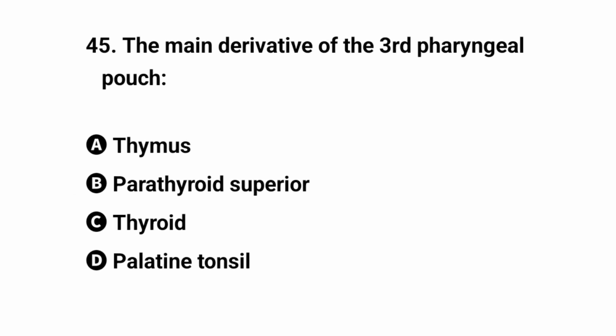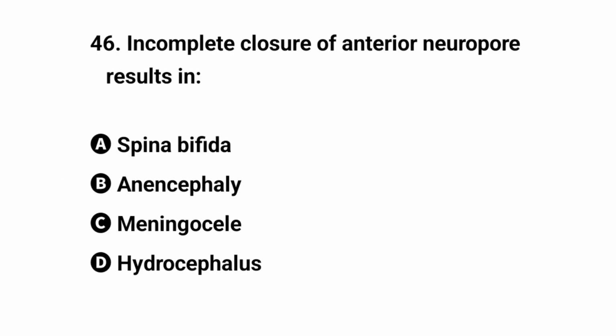Question number 45. The main derivative of the third pharyngeal pouch is. The right answer is A. Thymus. Question number 46. Incomplete closure of anterior neuropore results in. The right answer is B. Anencephaly.